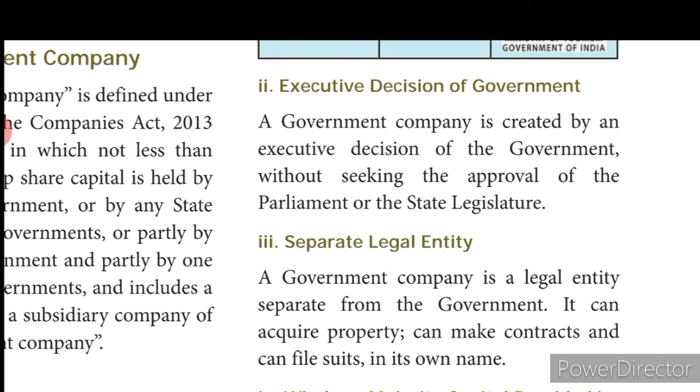So the next one is executive decisions of government. What is that? A government company is created by an executive decision of the government without seeking the approval of the parliament or a state legislature. So it is actually an executive decision. It means the government only takes the complete decisions, and they don't take approval from the parliament or from the state legislature to get the work done. That is the next point.